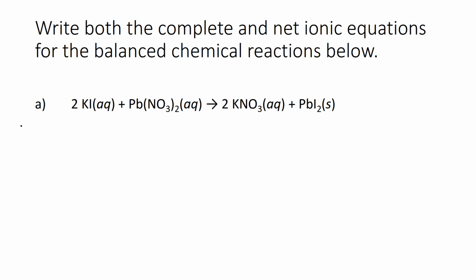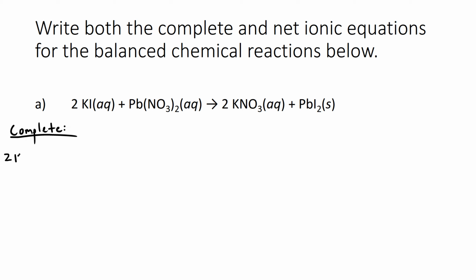So first we'll give the complete equation. And we can do that by splitting up the reactants and the products into their smaller constituent parts. We have to label each part with its appropriate charge, and we have to state what phase it's in. So we'll go ahead and start over here with the potassium iodide.